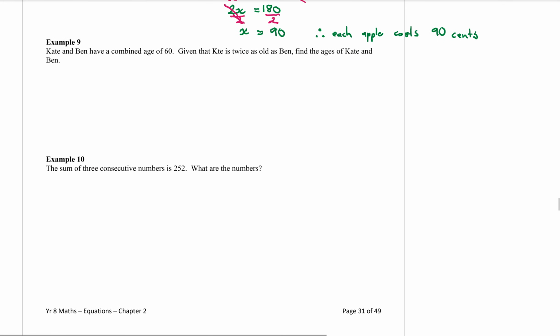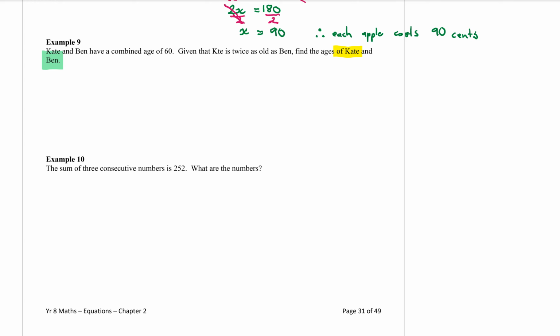Example 9. Kate and Ben have a combined age of 60. Given that Kate is twice as old as Ben, find the ages of Kate and Ben. So there's 2 things here that I want to find. I want the age of Kate and I want the age of Ben. Now I can't have 2 different letters in there. We only ever want to have 1 letter in our equation, even though there's 2 different things that I'm finding here. But it does tell me that Kate is twice as old as Ben.